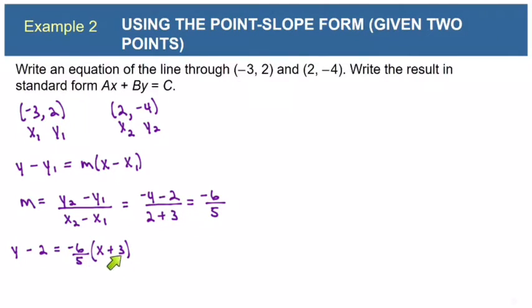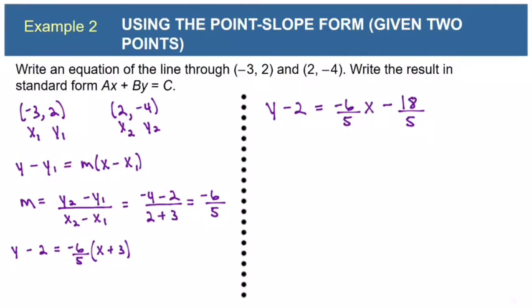All right, now go ahead and distribute the negative 6/5. That will give us negative 6/5 x minus 18 over 5. Now this time, because I need my answer to end up in standard form, it does make sense to multiply away these denominators. So let's multiply both sides by 5. That will give us 5y minus 10 equals, now when you distribute this 5, these 5's will cancel out and we'll have negative 6x and then minus 18.